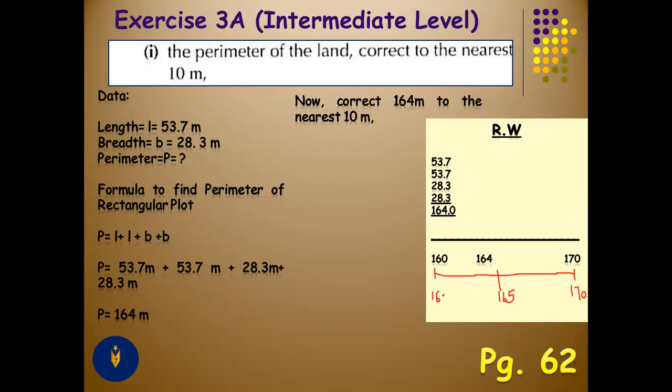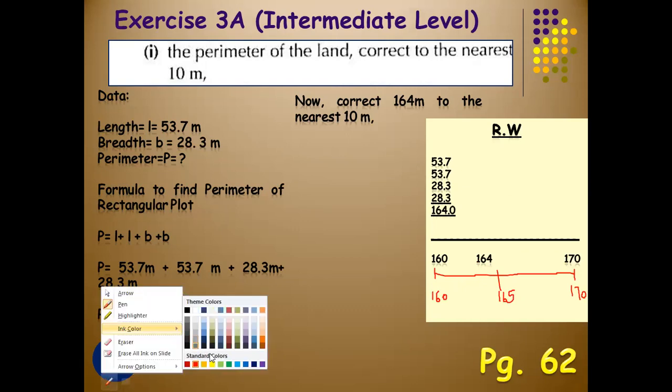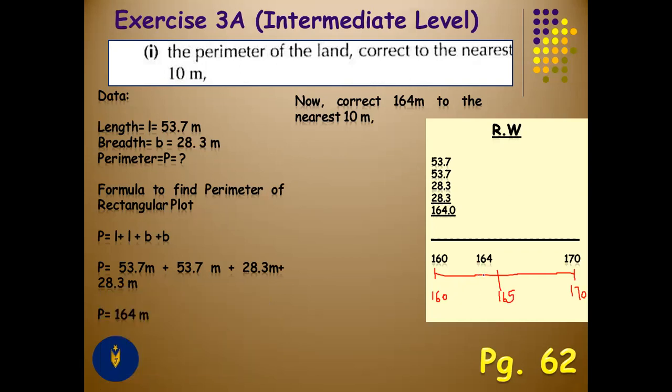All right, here it's a number line, and 164 is just before 165. If you see this, 164 is nearest to 160 as compared to 170. Therefore you can say that 164 is rounded down to 160. So the perimeter of the rectangular plot, or the perimeter of the land, is 160 meter.